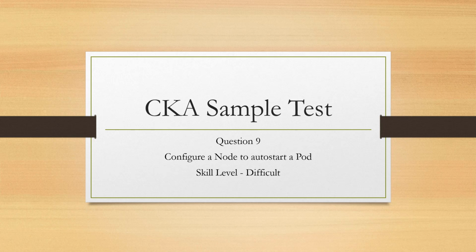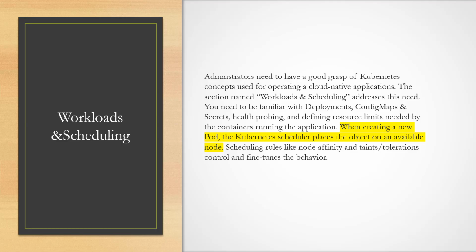Sample Test Question 9. Configure a node to auto-start a pod. I'm giving this sample question a skill level of difficult. This question falls under the workloads and scheduling part of the CKA curriculum. In particular, when creating a new pod, the Kubernetes scheduler places the object on an available node.